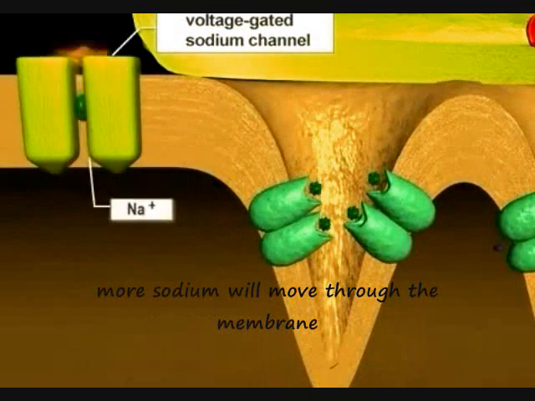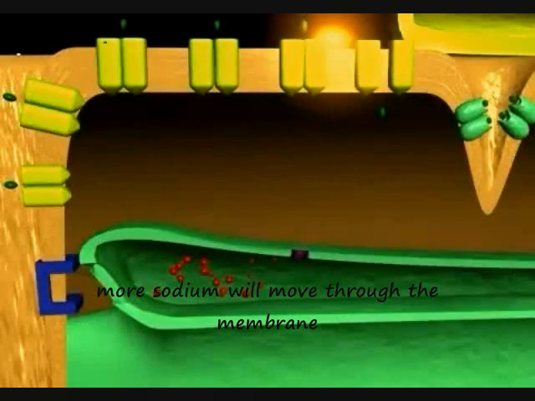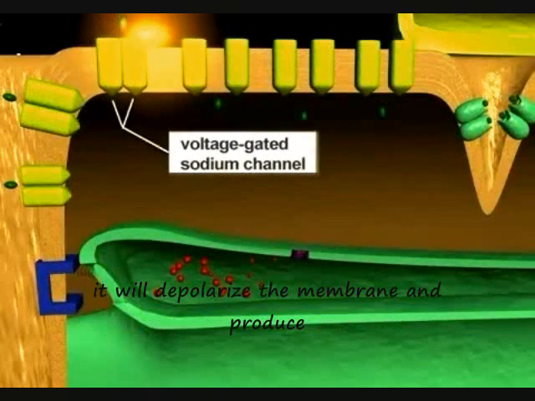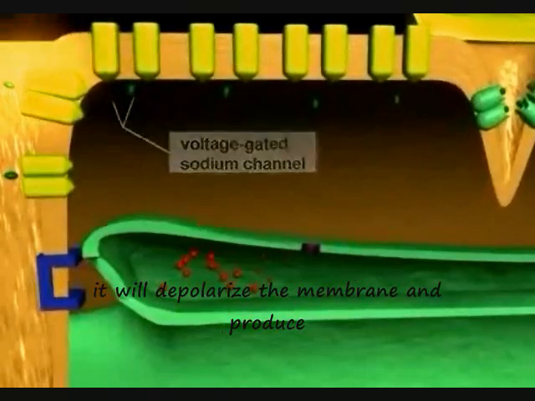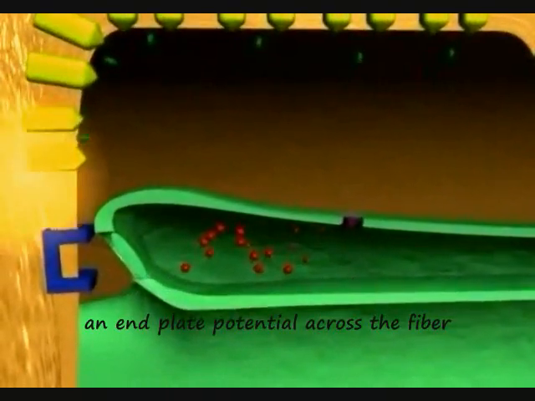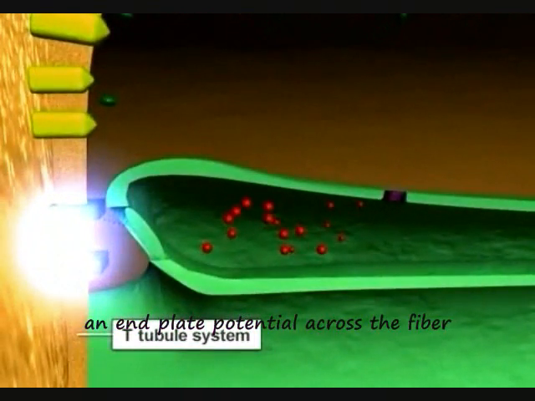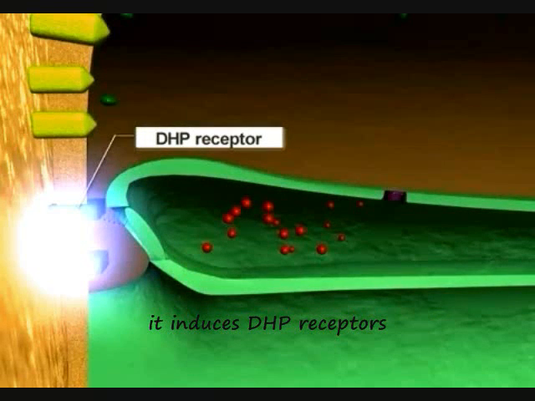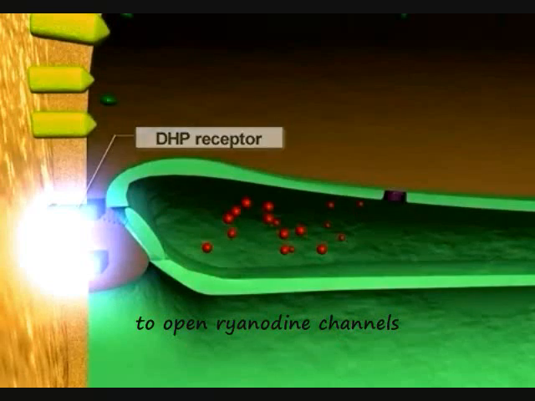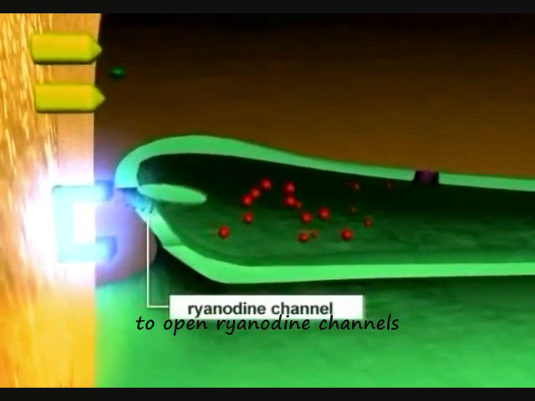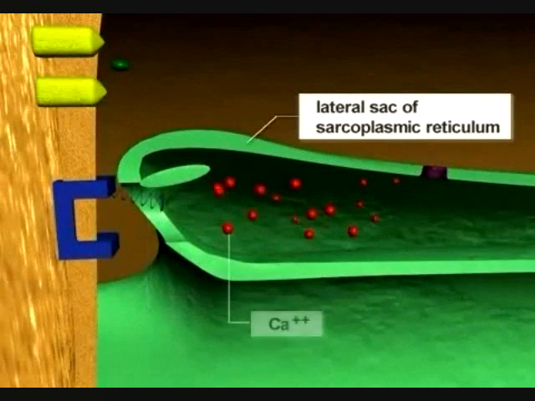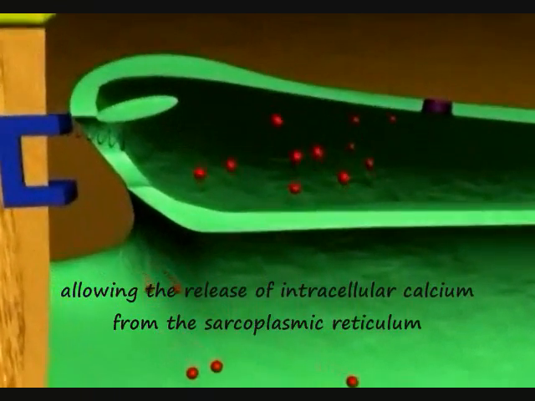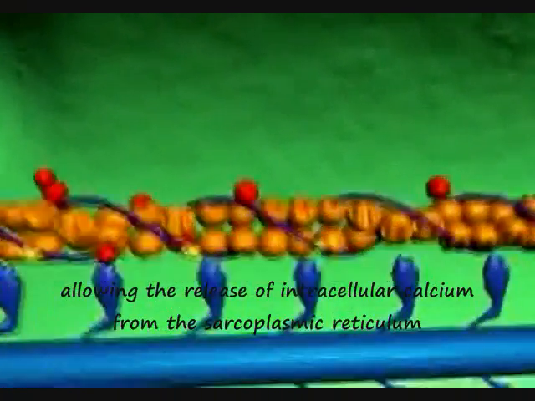More sodium will move through the membrane and potassium will move out. It will depolarize the membrane and produce an end plate potential across the fiber. Down through the T-tubules, it induces the DHP receptors to open ryanodine channels, allowing the release of intracellular calcium from the sarcoplasmic reticulum.